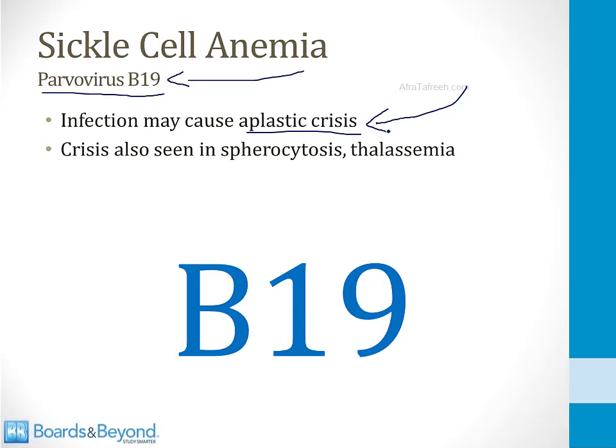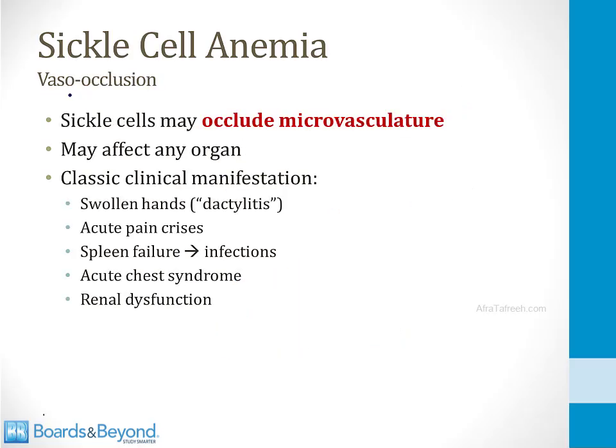An aplastic crisis after a B19 infection is also seen in spherocytosis and thalassemia and other disorders where there's chronic hemolysis and patients are highly dependent on their bone marrow. So now that we've talked about the hemolytic anemia side of sickle cell disease, let's talk about the other important feature of this disorder, and that is vasoocclusion. Those sickled red blood cells can occlude the microvasculature, and this leads to a number of the unique features of sickle cell anemia that are not seen in other types of chronic hemolytic anemia.